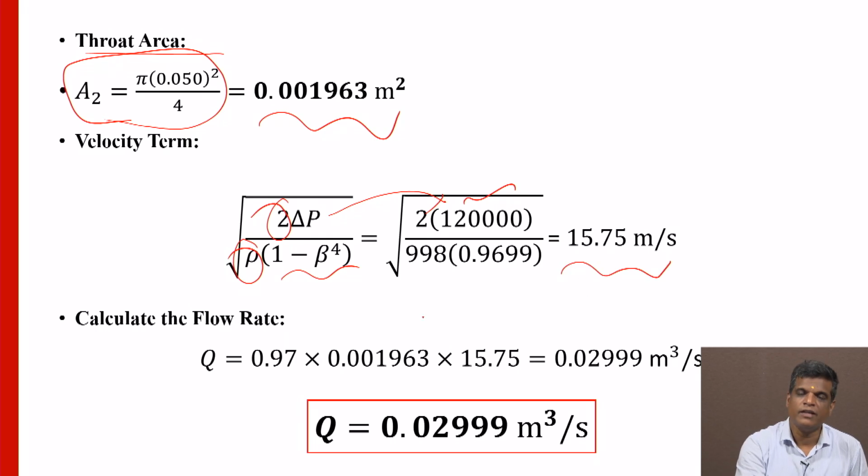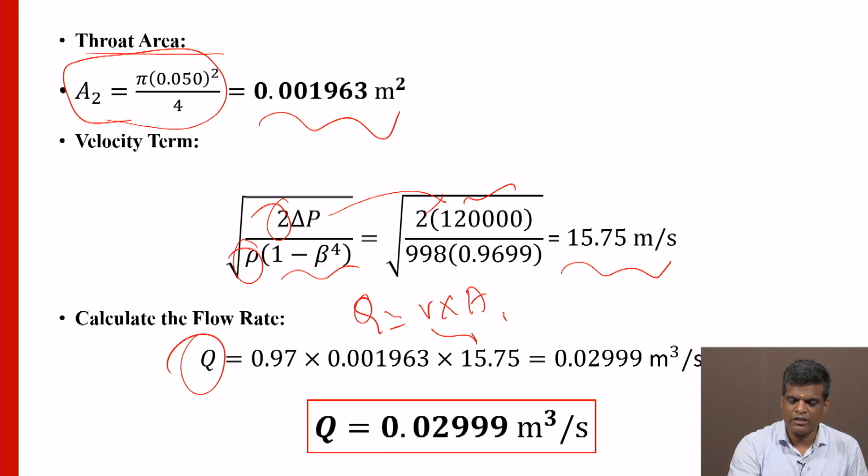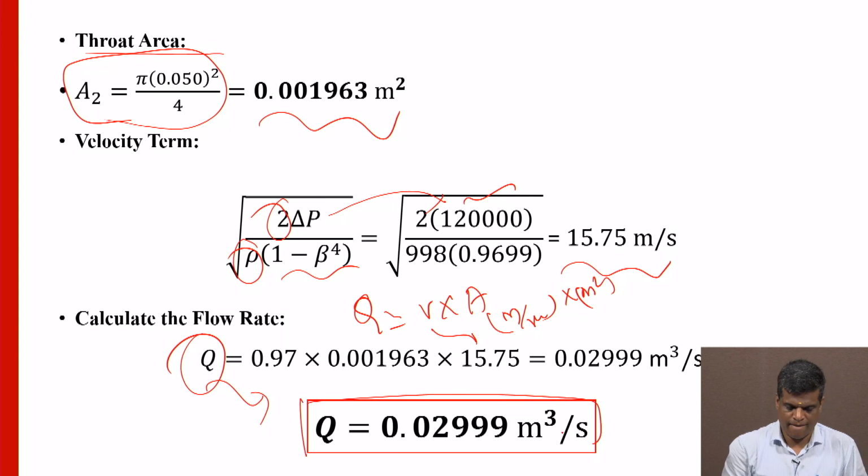Once the velocity is done, we have to calculate the flow rate. Flow rate equals velocity times area. Velocity is in meter per second and area is in meter square. From here we get the volumetric flow rate, in meter cube per second.